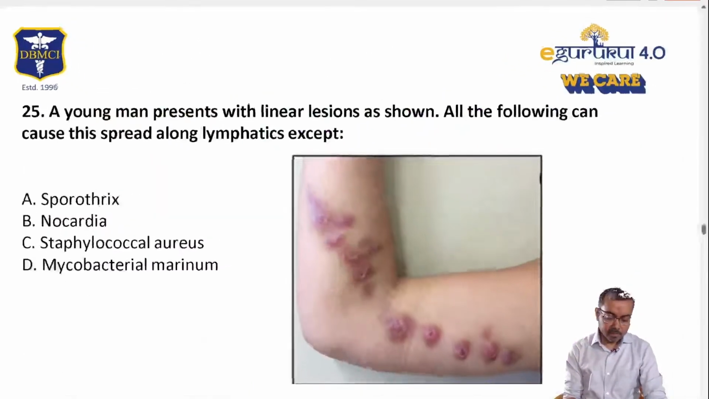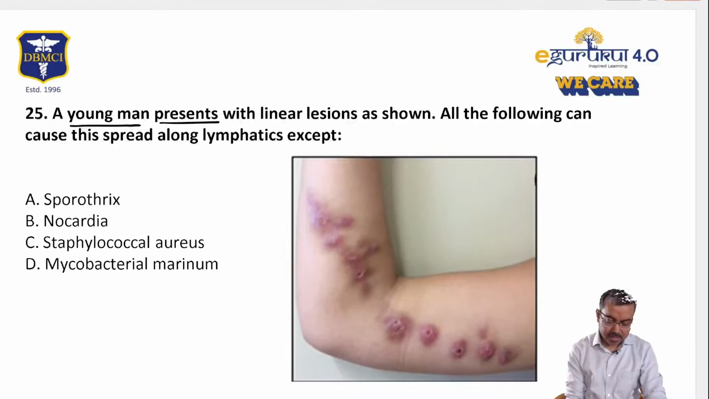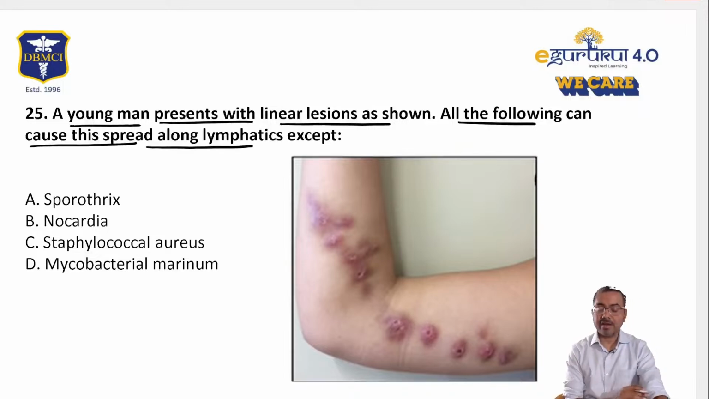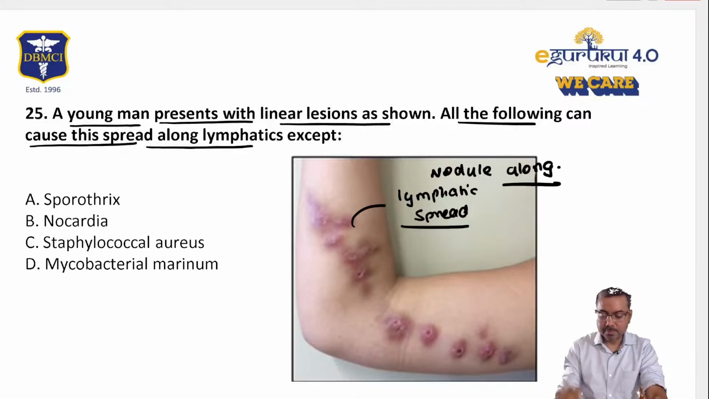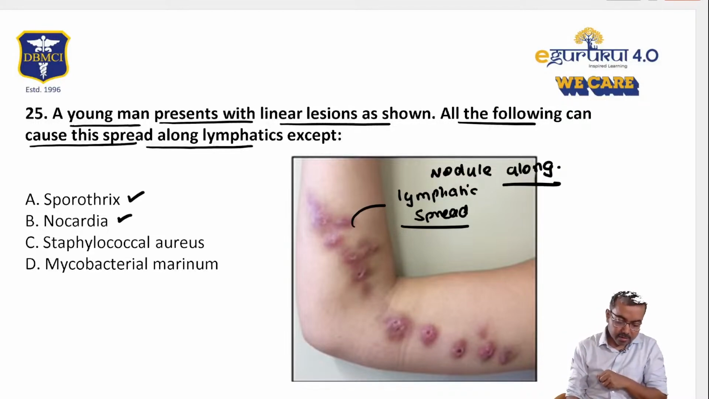25. A young man presents with linear lesions as shown. All the following can cause this along lymphatics except. This is very typical lymphatic spread of organisms. You can see these nodules along the lymphatic spread. Can you tell me the answer? Sporothrix can cause it, Nocardia can cause it, marinum. So the answer is going to be Staph.